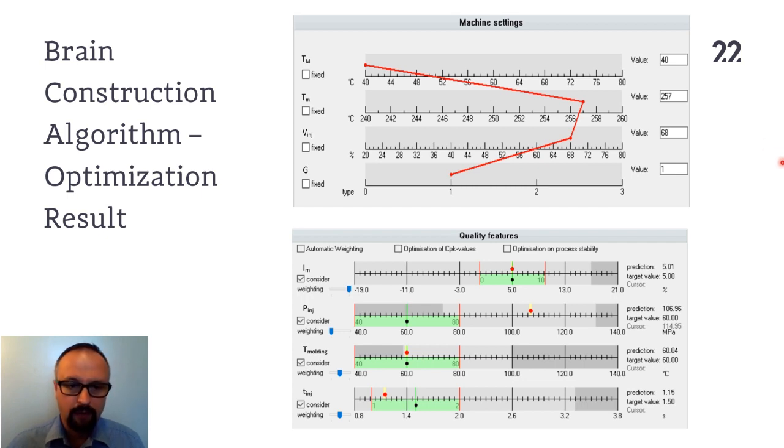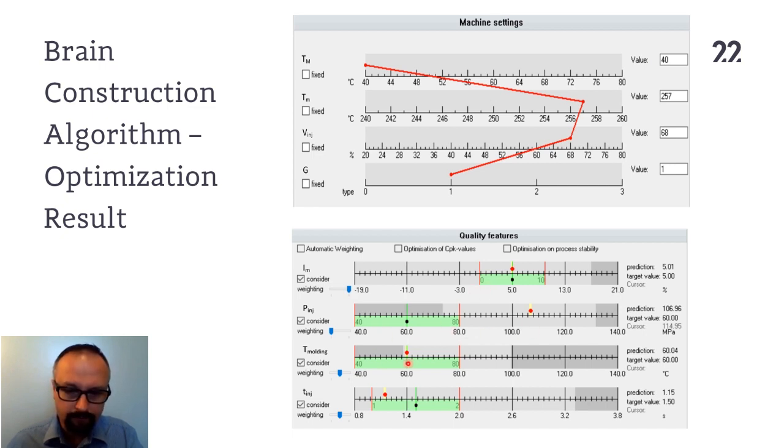This so-called brain construction algorithm is honestly some kind of combination between traditional statistics, namely regression model building, and these artificial neural network systems. It's also a patented procedure and way of building models and optimizing processes. And here we can see this optimal setting and the values of our criteria.